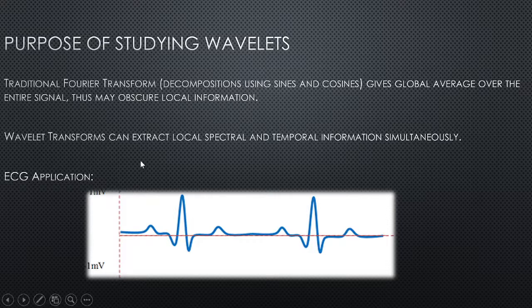Another thing is that the wavelet transform can extract local, spectral and temporal information simultaneously. Spectral is frequency, temporal is time. So if you recollect, in normal signal processing, we could either analyze the time domain or the frequency domain separately, right? We can't do it together simultaneously. But wavelet transform allows you to view or analyze time and frequency domain simultaneously in real time as and when the signal is extracted. Okay, so this is another main thing about wavelet transform.